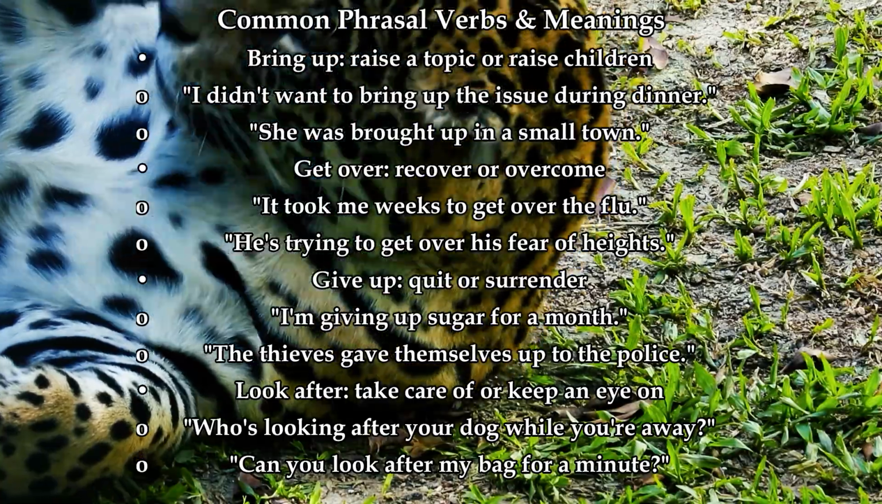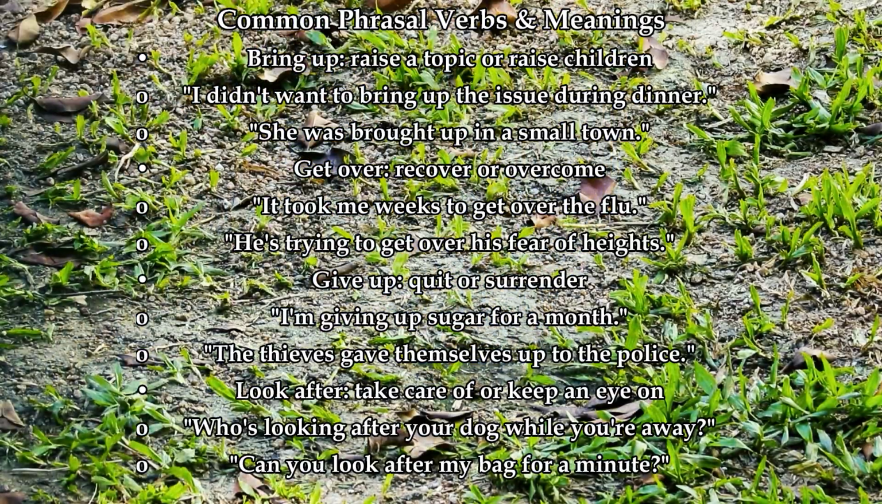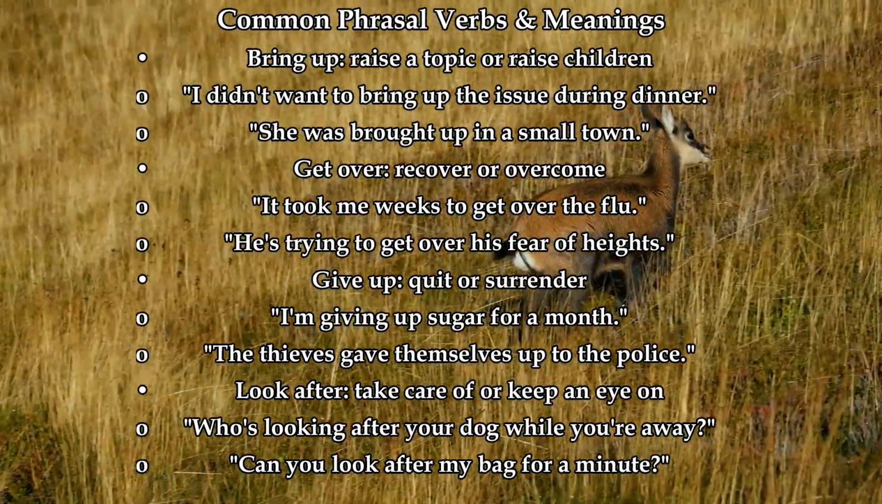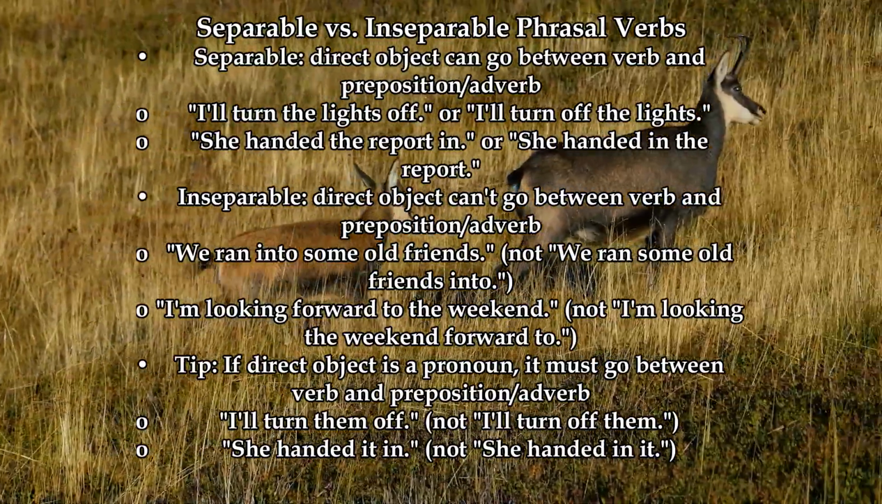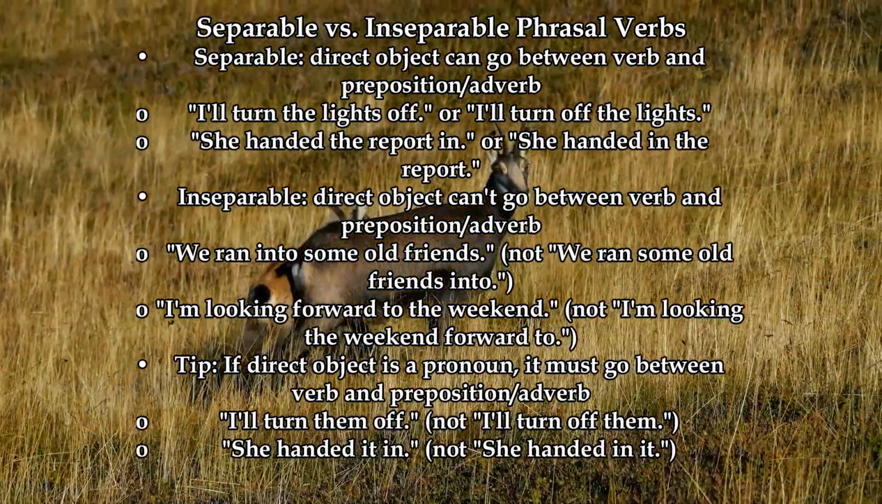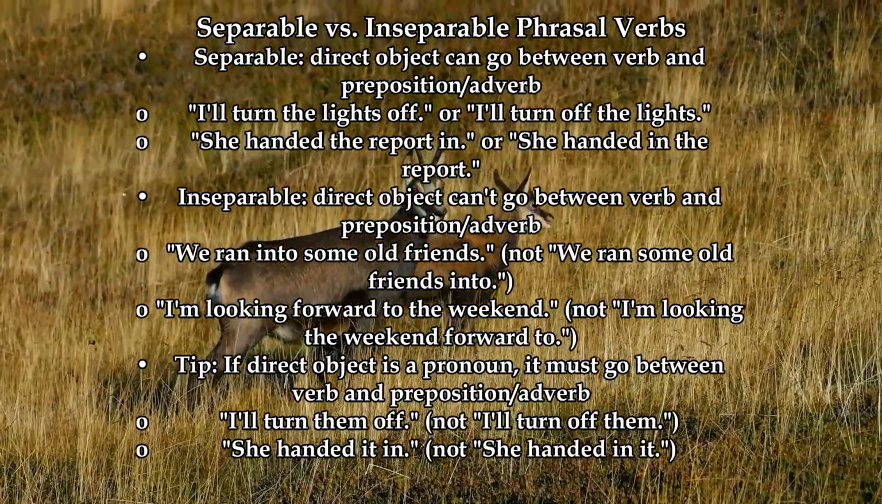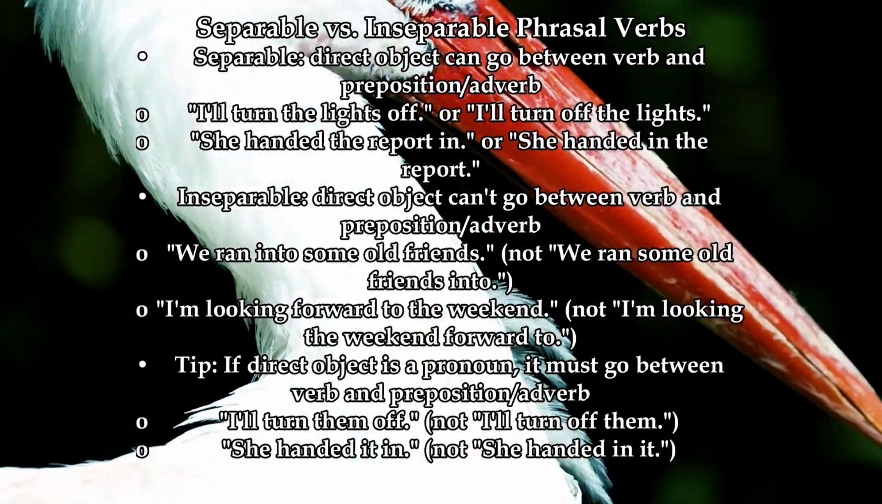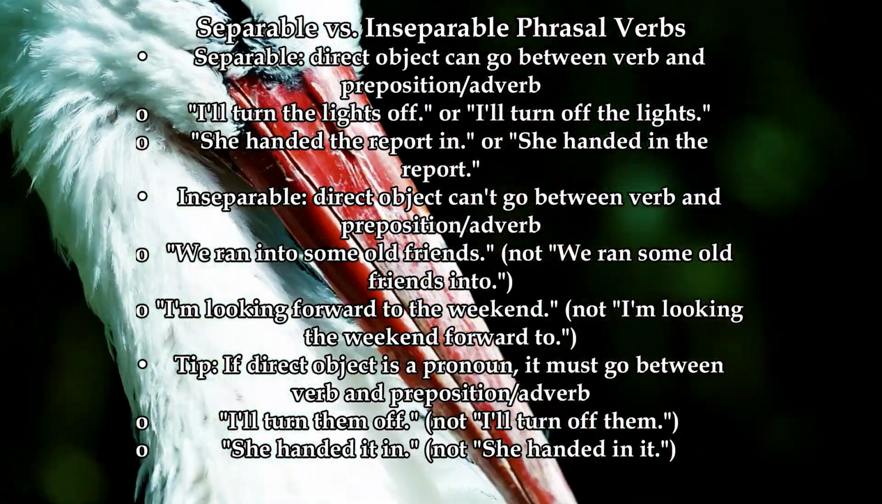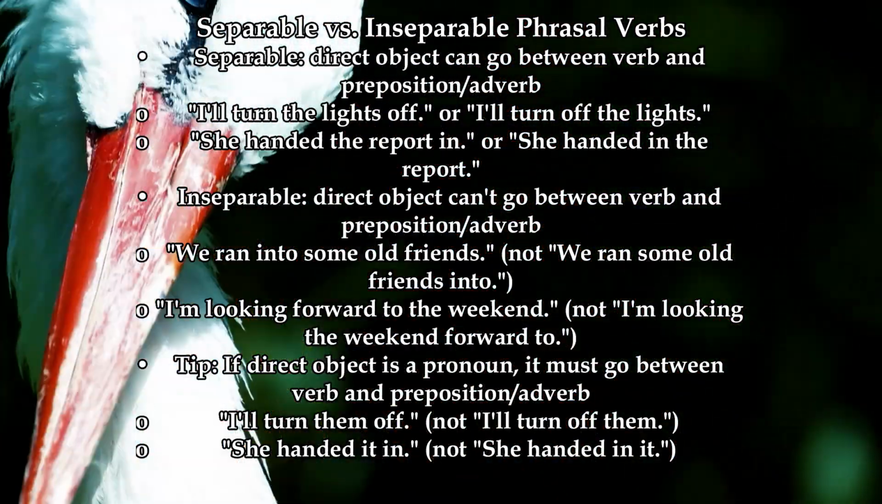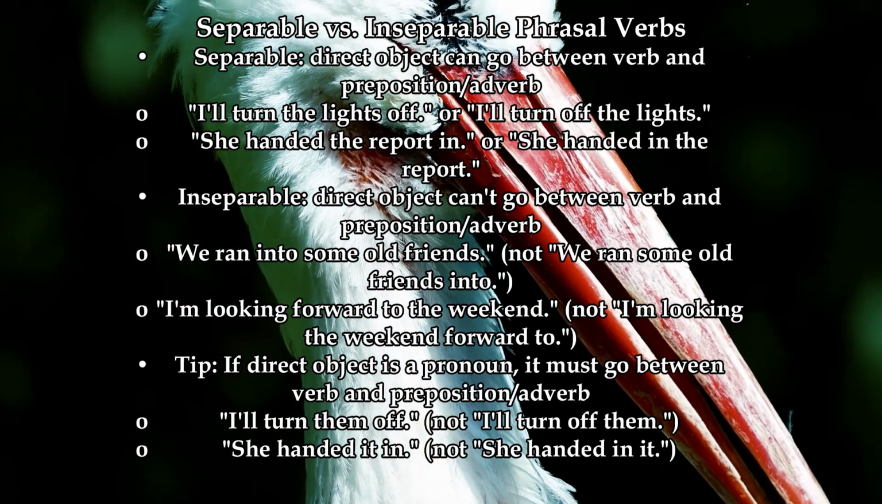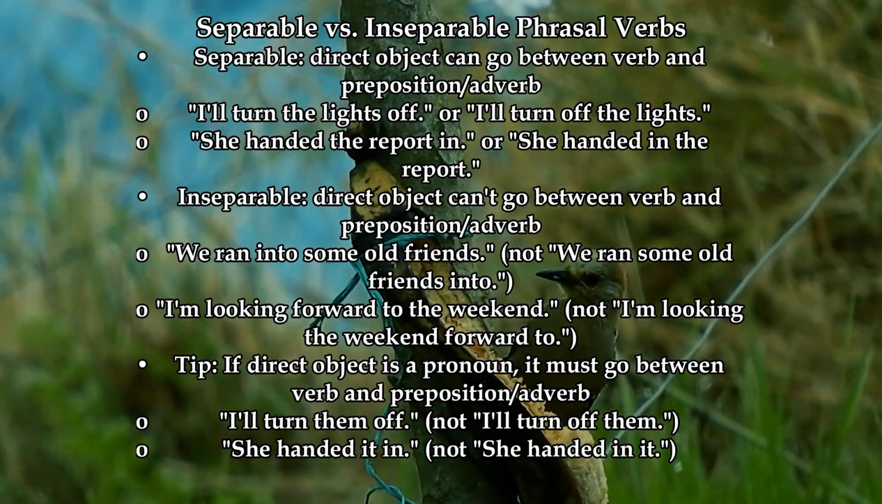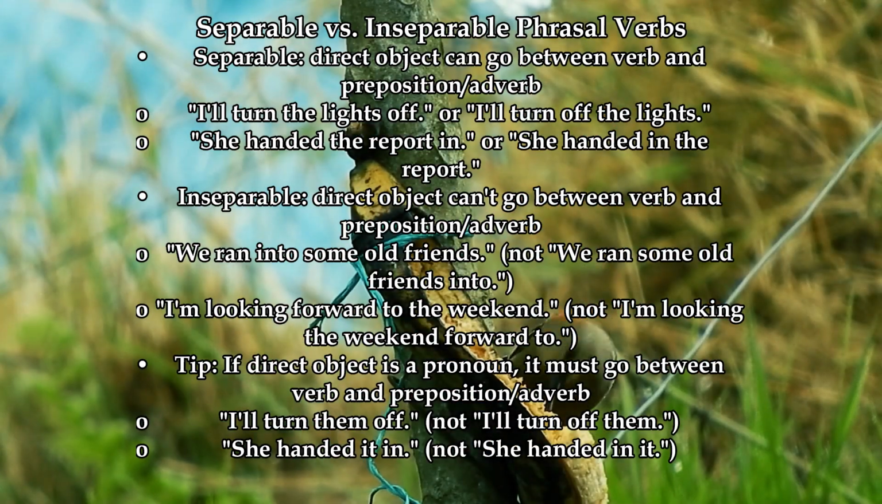Let's move on to another aspect of phrasal verbs, separable and inseparable phrasal verbs. Part 3. Phrasal verbs can be separable or inseparable, and it's important to know the difference. Separable phrasal verbs allow the direct object to come between the verb and the preposition or adverb. Listen to these examples. I'll turn the lights off. Or, I'll turn off the lights.